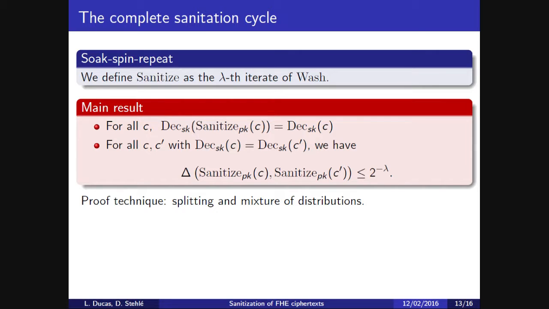And the amusing thing is that to make it work, you just have to repeat this wash function lambda times. And by a simple induction, you can easily prove that the sanitize function still preserves plaintext, so we're not making errors there. And more importantly, once we've applied this sanitize function, the statistical distance between any two ciphertexts that had the same underlying plaintext at the beginning will become exponentially negligible. And the proof technique is really nothing very fancy. You just have to work a little bit with splitting distributions and working with mixtures of distributions.